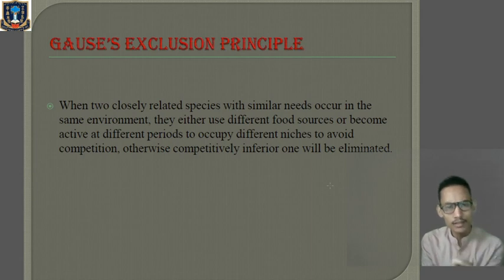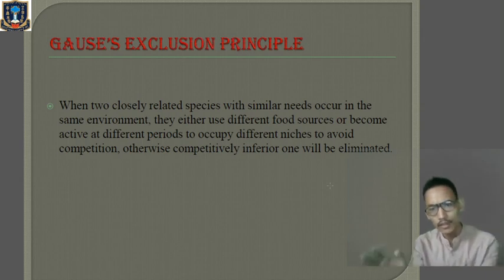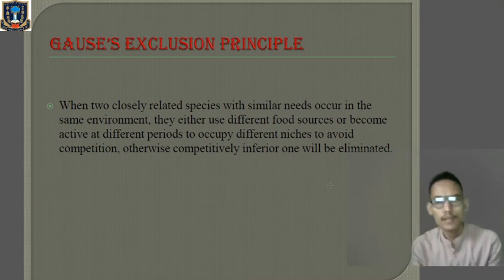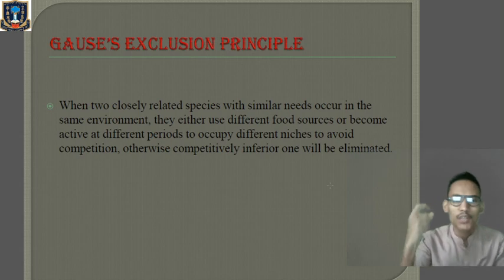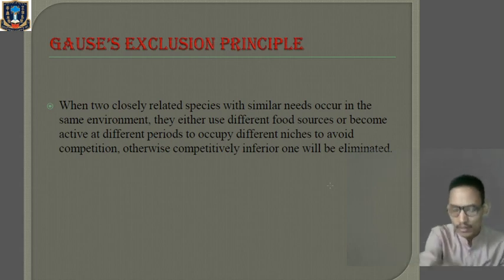Okay, so if the competition occurs between the two species, then in that case, one will win the competition. That is true. The one who is fit will win the competition, and the other one who is unfit will lose the competition and will be eliminated. This is the Gauss exclusion principle. So kindly note this one.